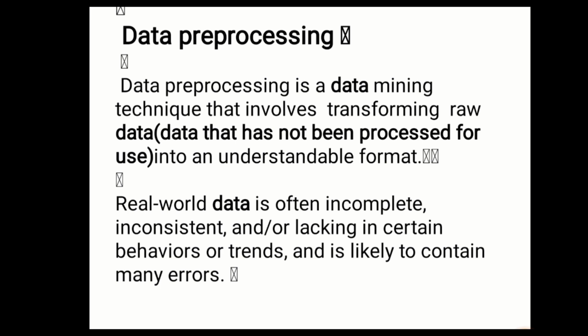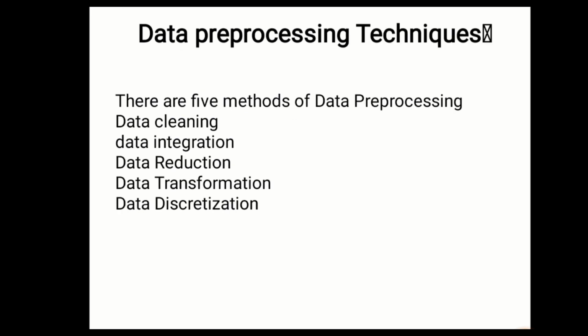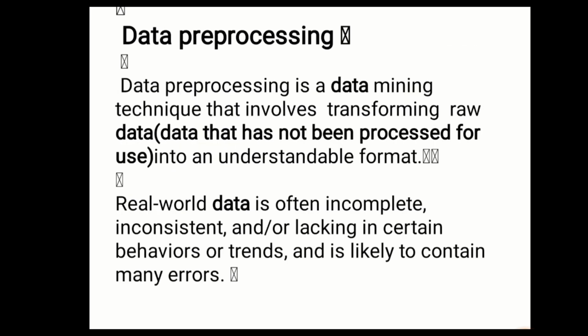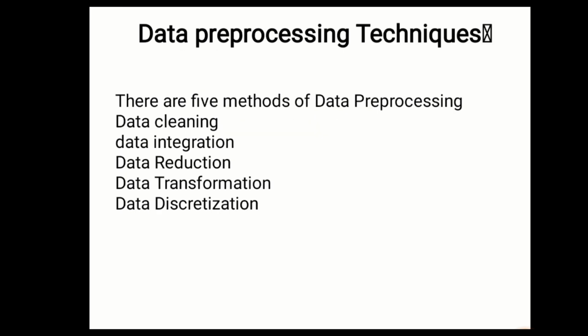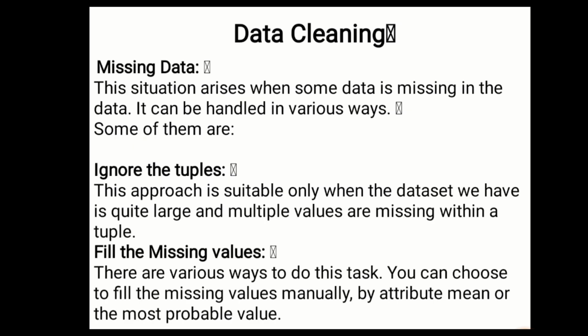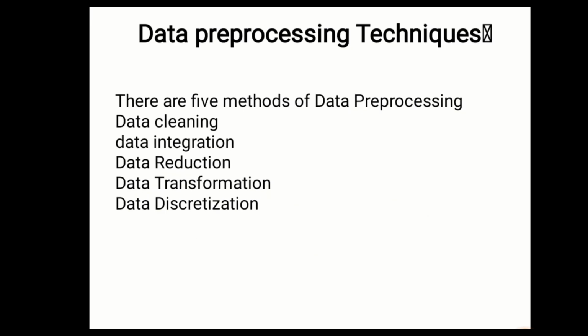First one, data pre-processing. Data pre-processing is a data mining technique that involves transforming raw data into an understandable format. In the real world, data is often incomplete or inconsistent, lacking in certain behavior or trends, and is likely to contain many errors. So, data pre-processing is a proven method of resolving these issues. The techniques are, first, data cleaning, then data integration, data reduction, data transformation, and last, data discretization.